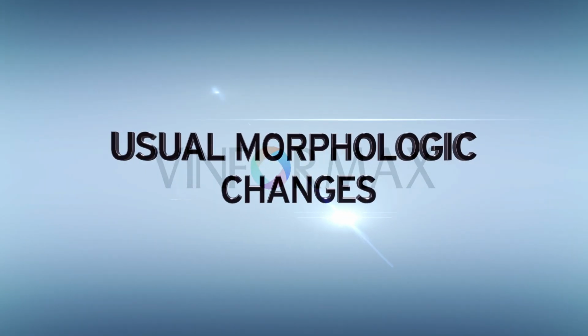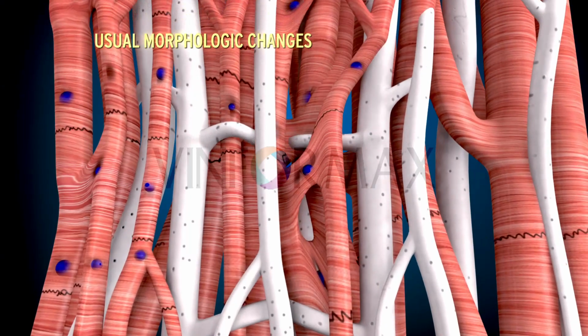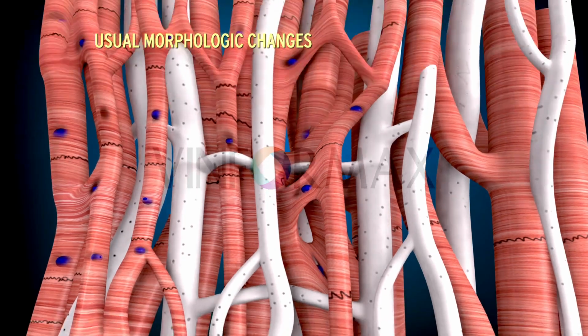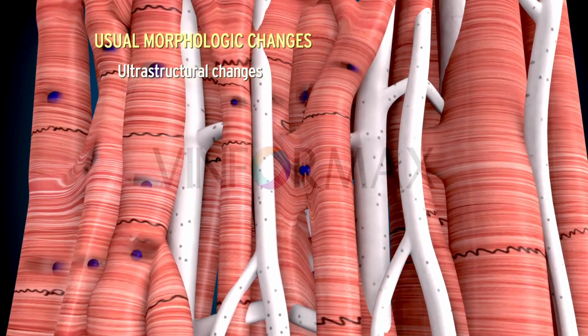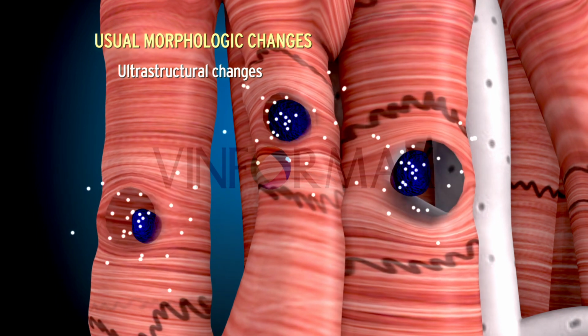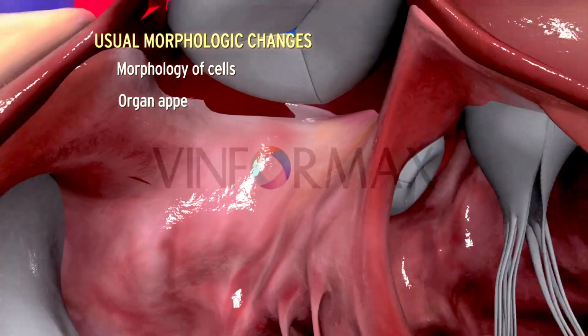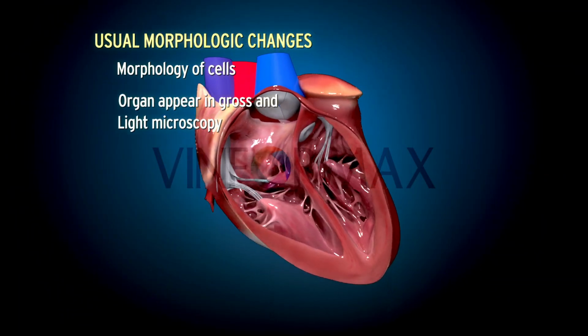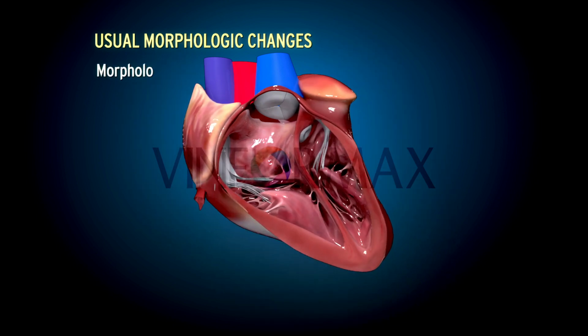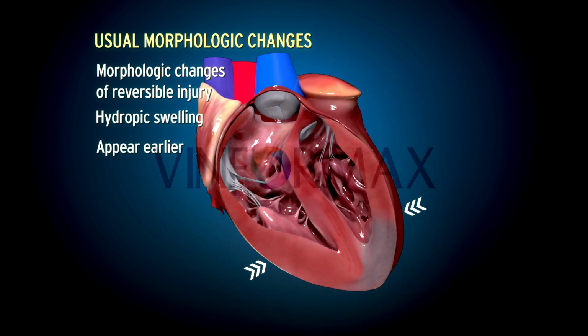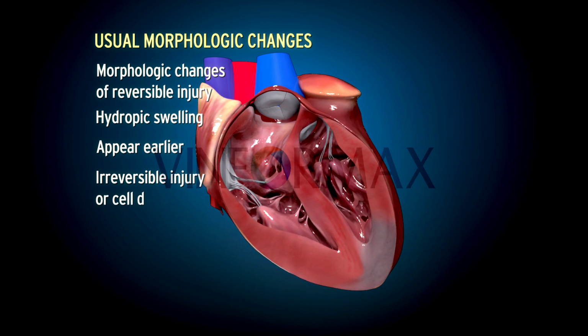Usual morphologic changes. One of the first signs of cell injury is the change in the biochemical and molecular aspect of the cell. These are associated with ultrastructural changes in the injured cells. Eventually, changes in morphology of cells and organ appear in gross and light microscopy. The morphologic changes of reversible injury, that is, hydropic swelling, appear earlier, while that of irreversible injury or cell death appear later. Example: myocardial infarction.